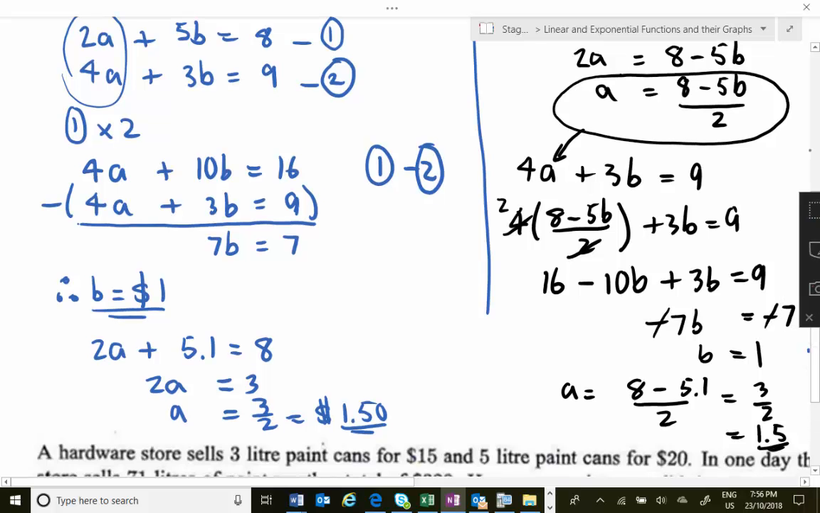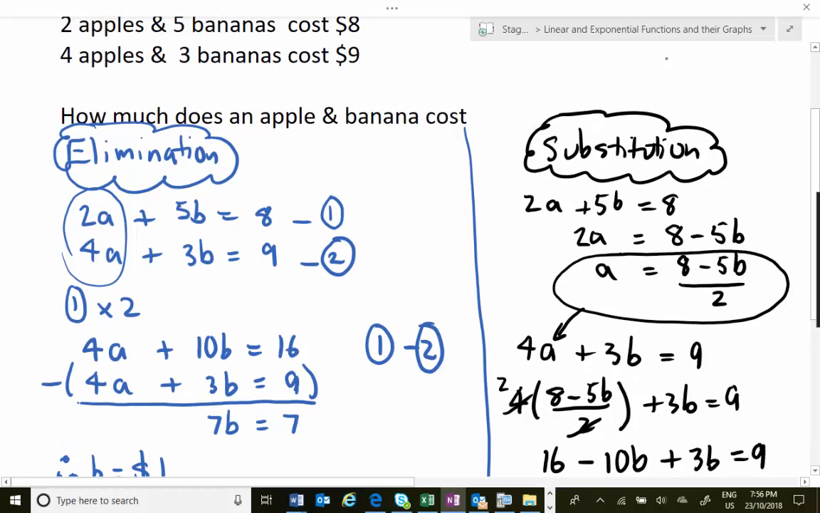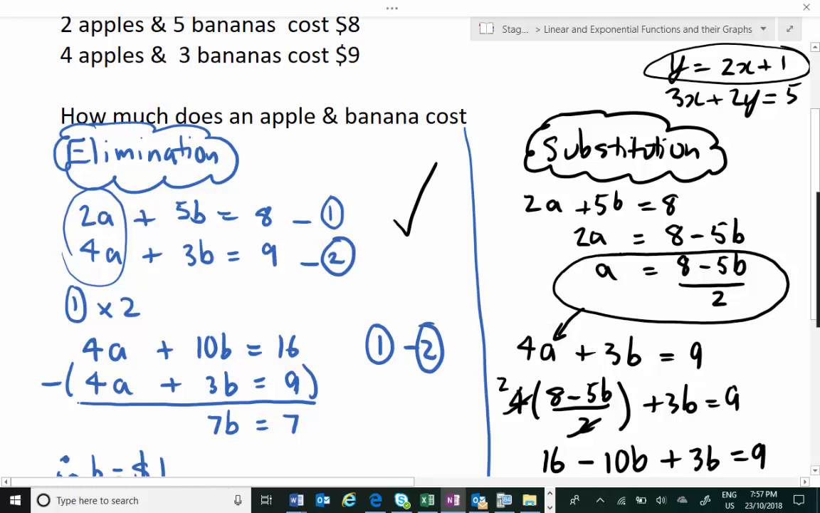I will generally use the substitution process when I've been given an equation like y equals 2x plus 1, and then 3x plus 2y equals 5. If it's already in that form, then it's easy to work it out by substituting it in. Generally, if I get given equations in the form we had earlier, I will use the elimination method. So that's the process of what we'll do there. I'm going to leave the video here and we'll do another video for the next bit.